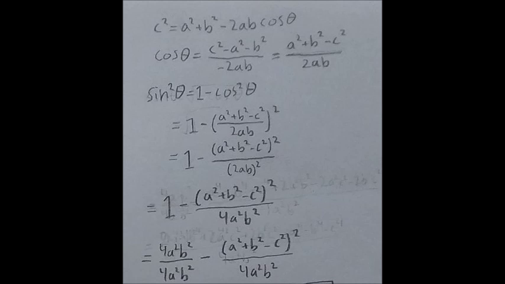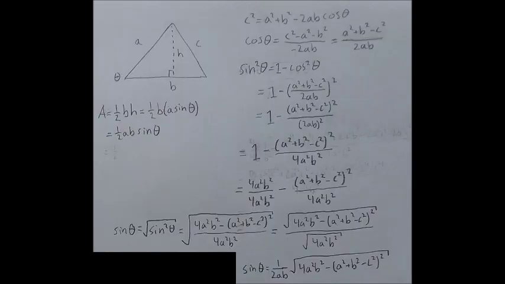Notice in the last line I've divided 4a squared b squared by itself to represent 1. This is to make a common denominator between the two fractions. Initially I solved for sine squared of theta so I didn't have to keep writing a radical symbol at each step. So now I take the square root of both sides. Notice the square root of a fraction can be rewritten as the square root of the numerator divided by the square root of the denominator separately.